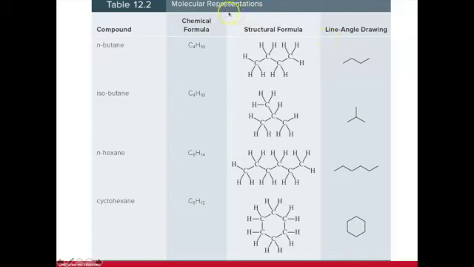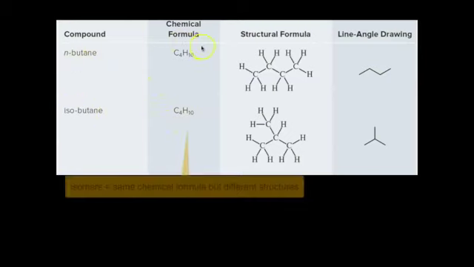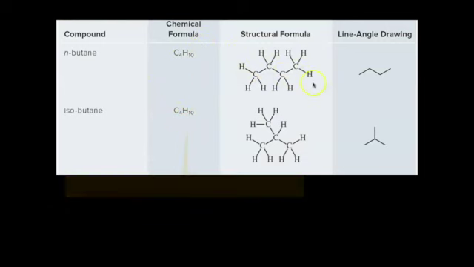Here's a summary of the molecular representations we'll see for organic molecules. These are the two butane versions we saw. These are isomers because they have the same chemical formula, C4H10, but different structures, different structural formulas.